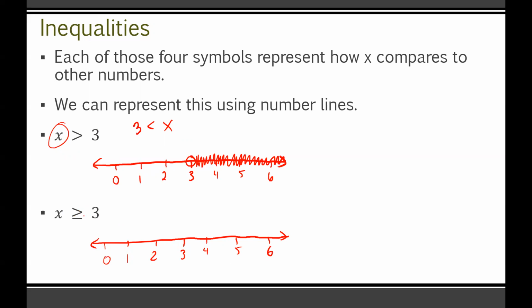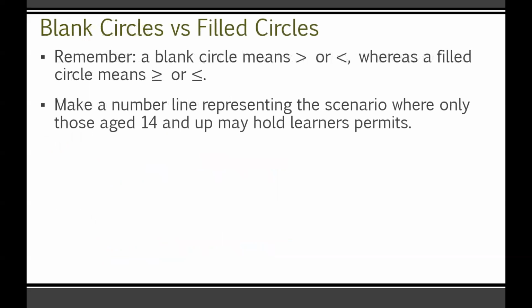But since this is greater than or equal to 3, we actually have to do a circle that gets shaded in here, because we're actually including 3. So we're shading in where 3 is, and then we're shading everything above it as well, because x is greater than or equal to 3 in this case. Anyway, hopefully that makes some sense. We're going to move on.